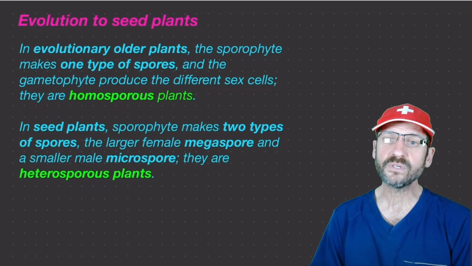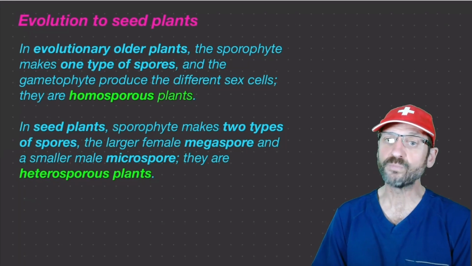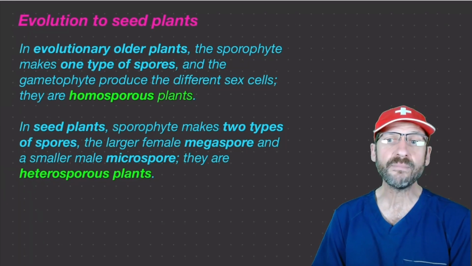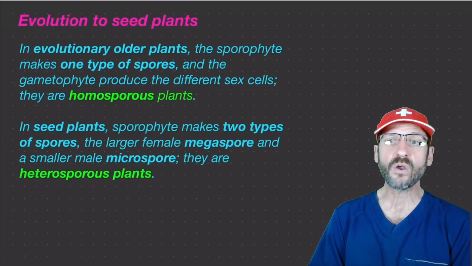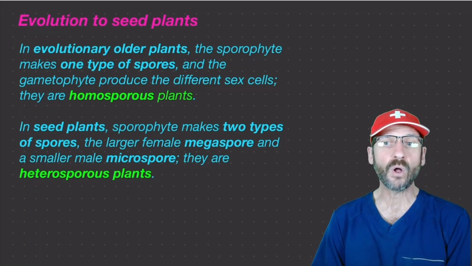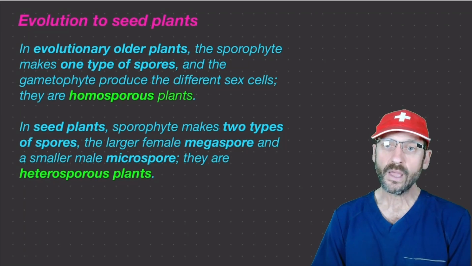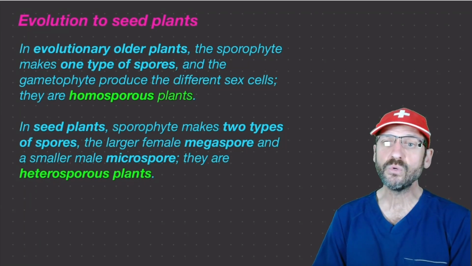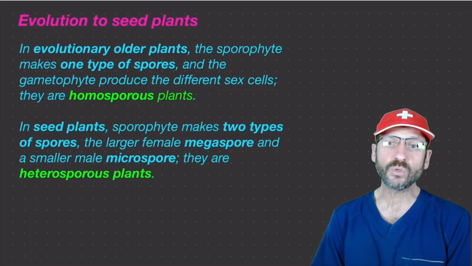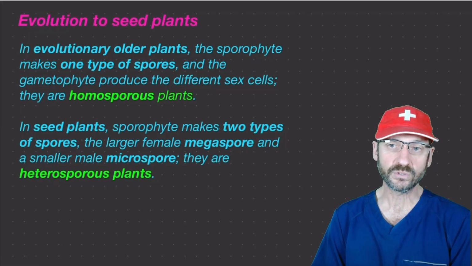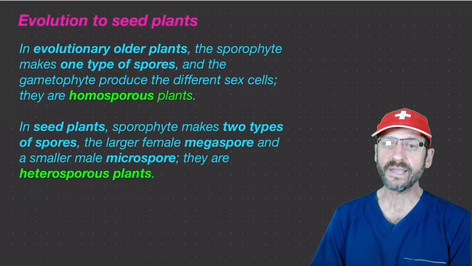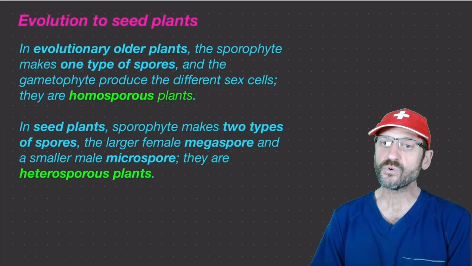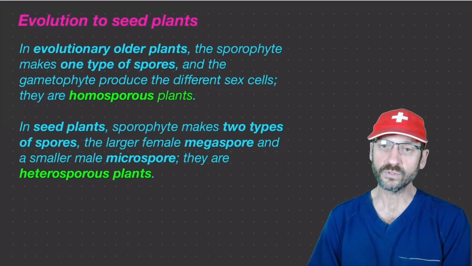The two different types of sex cells, or now called spores, it produces, are the female ones we call megaspores because they are comparatively very big, and the male ones we call microspores. Because they produce these two types of spores, we call those plants heterosporous. The evolutionary older plants, where the sporophyte only makes one type of spore, are referred to as being homosporous.